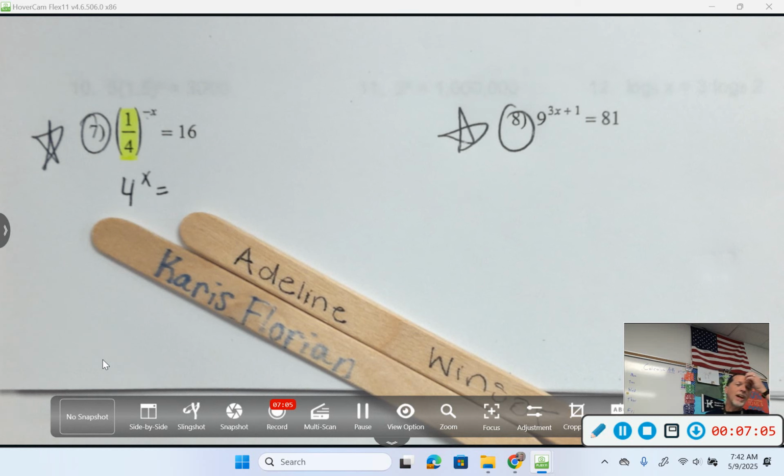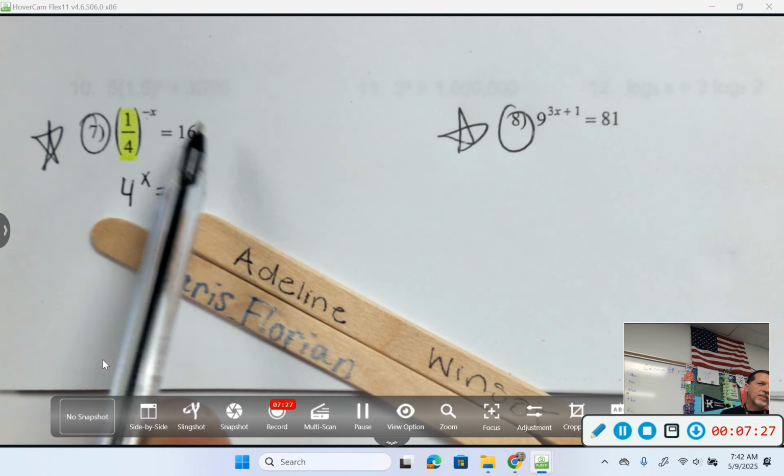I was just always thinking rewrite 1/4 as 4 to the negative 1, and then negative 1 times negative x becomes positive x. So your way is better. I was going to do it the formulaic way, but you seeing that the negative would flip it is better.